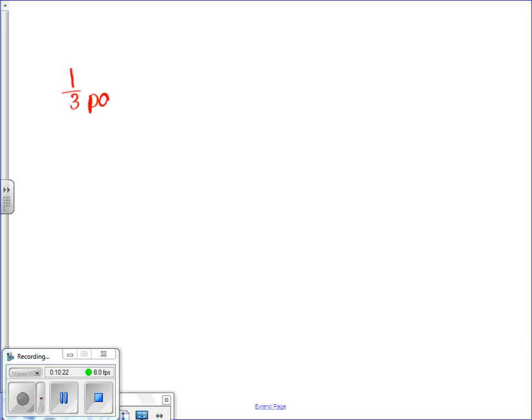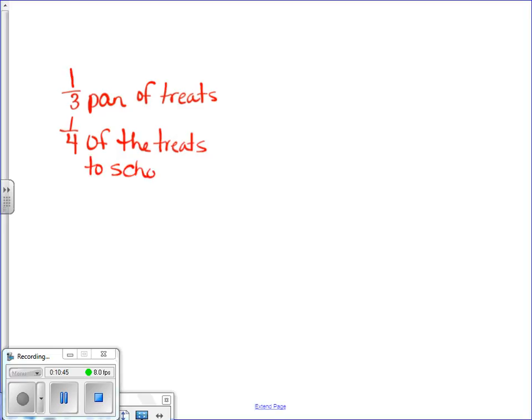If Jan has 1/3 of a pan of treats, it's supposed to be Rice Krispie treats, but I don't want to write it. 1/3 of a pan of treats. And she sends 1/4 of the treats to school with her children. What fraction of a pan does she send to school?